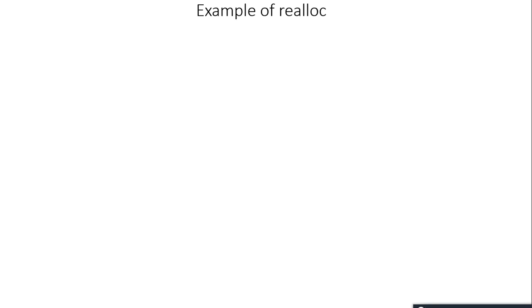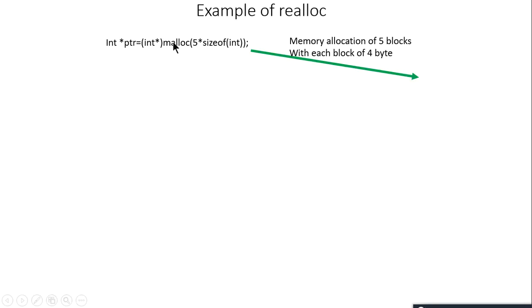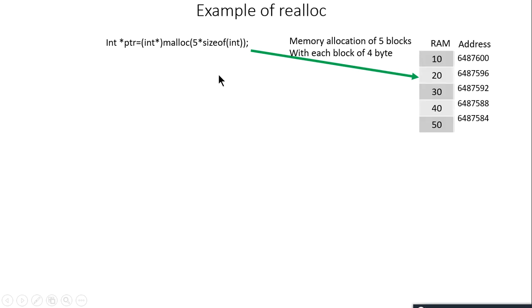Let's try to understand it graphically. Let's say I have done this line, so I have created an array. I have used the malloc function and created a block of 5 bytes. Let's say these are the memory addresses of these 5 bytes, 600 to 584. Now I'm using this realloc function. What I want is to switch from 5 to 8. Previously I have 5 spaces, now I want 8 spaces, so I want to add 3 more spaces.